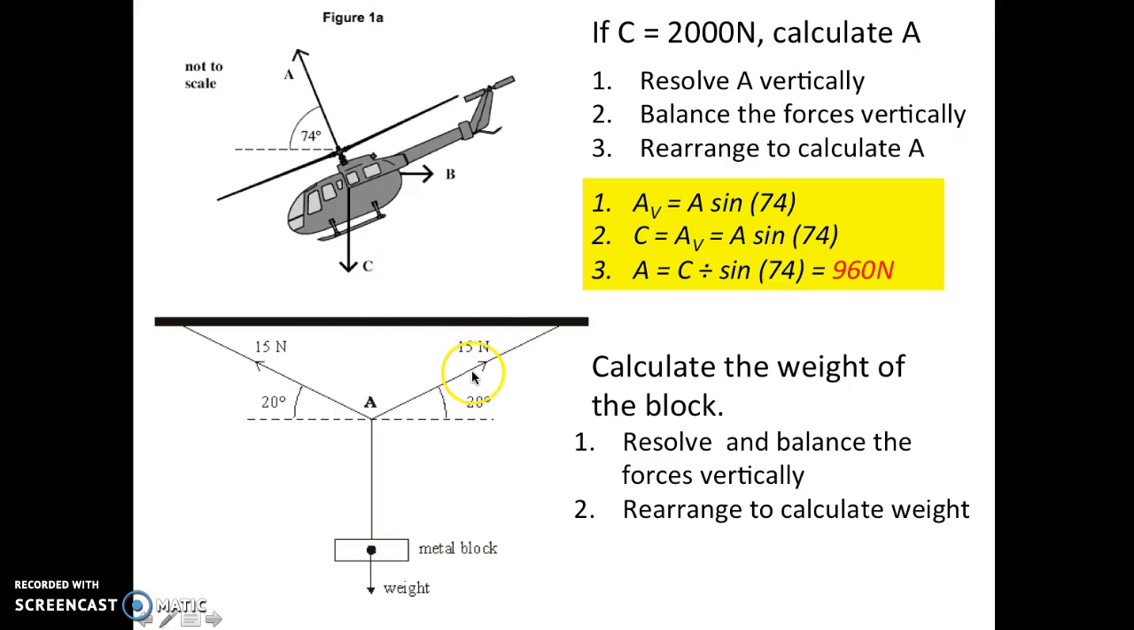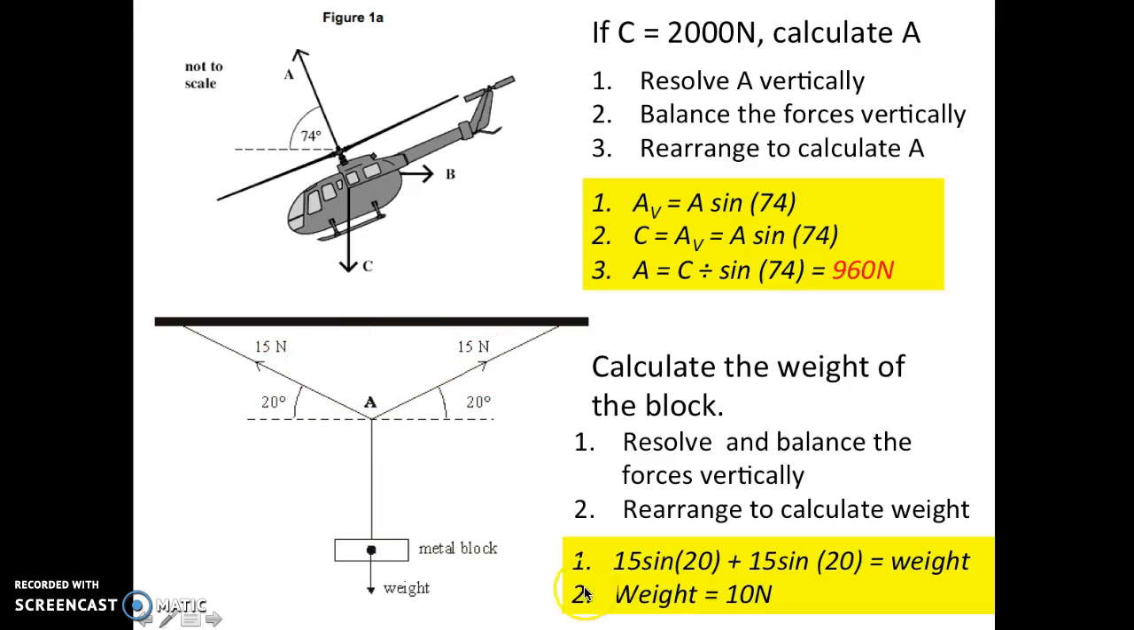Okay, so I need to resolve both of these tensions upwards. So in other words, 15 sine 20, that's number 1, and plus 15 sine 20, that's the second piece of wire, is going to equal the weight. So the weight is going to be equal to 2 lots of 15 sine 20, which is equal to 10 newtons. Hopefully you can see that we are starting to see a pattern in how these type of questions are solved.